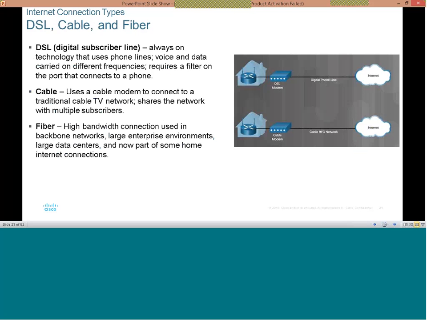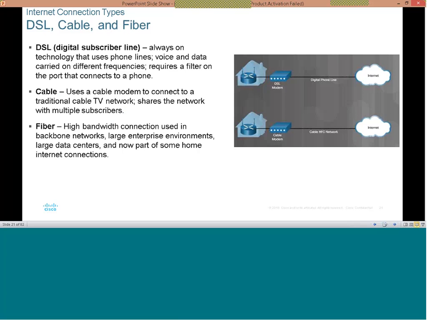So you can see it more or less like a packet switching network. You can see the router here, you can see the modem here, so there's a connection between these two. And then look here, we have the cable. The cable uses a cable modem to connect to a traditional cable TV network, and shares the network with multiple subscribers. So this is another form of internet distribution or types of internet connection.